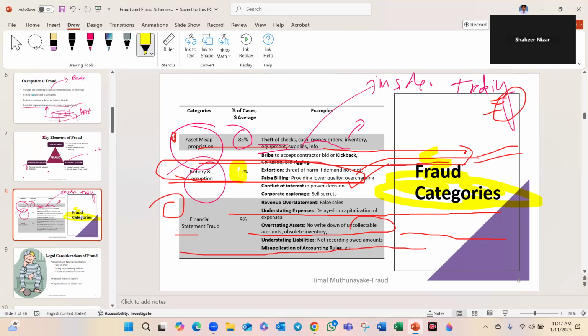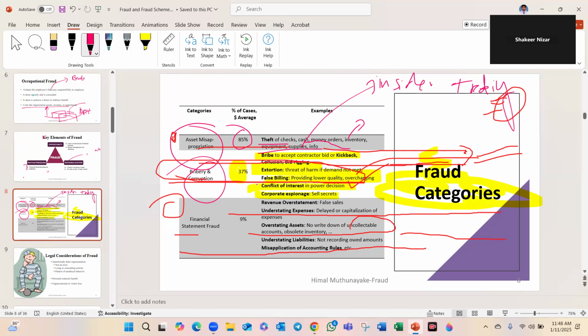You are engaging in bribery to accept a contract bid, or kickbacks, collusion, extortion, threat to harm if demand is not met, false billing, providing lower quantity, overcharging, conflict of interest, corporate espionage. It means selling secrets, it means insider trading.